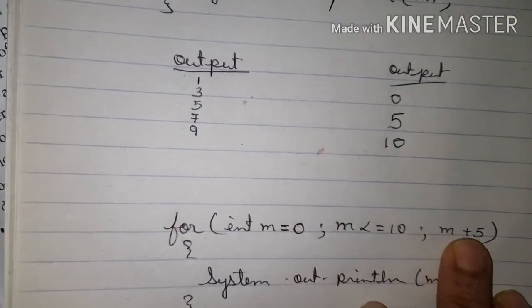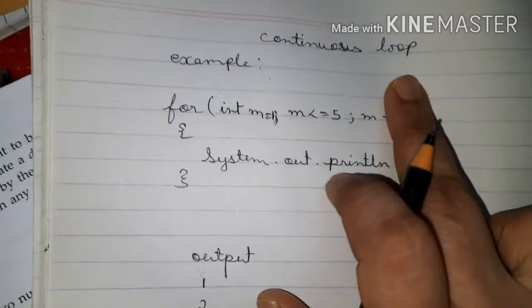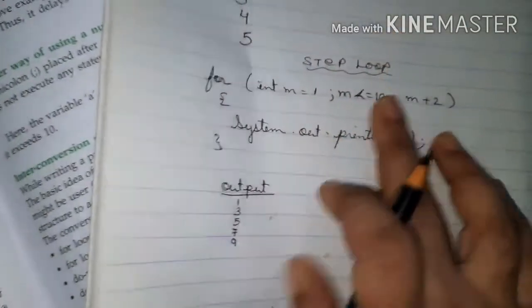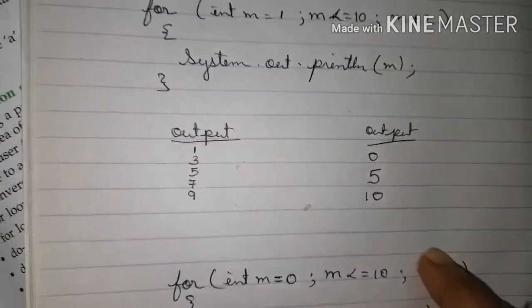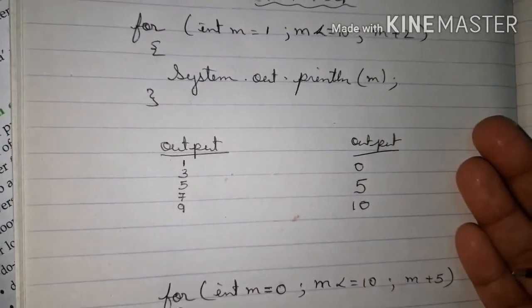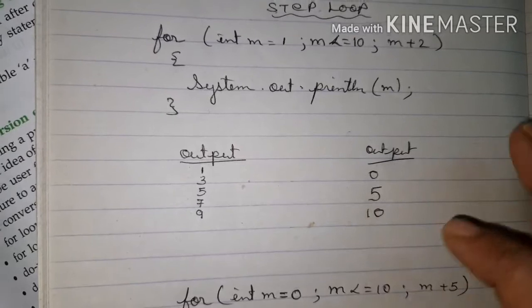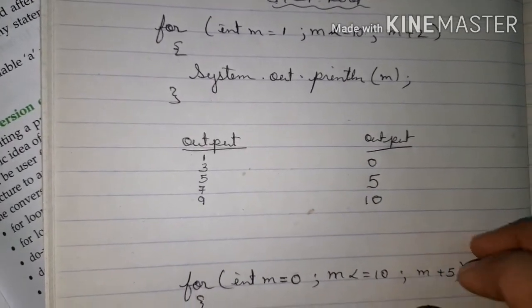But in the step, previously in the continuous, we have seen it was increasing by 1. But in the step, we can increase by 2, or we can increase by 5, we can increase by 3. So it is up to us how we are going to do the increment of the control.